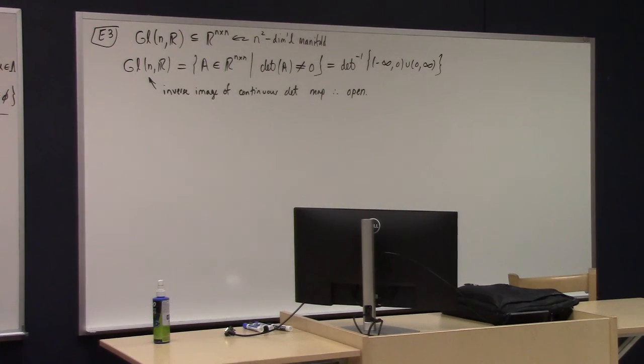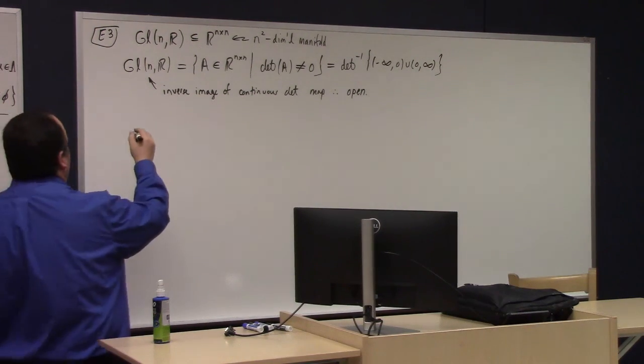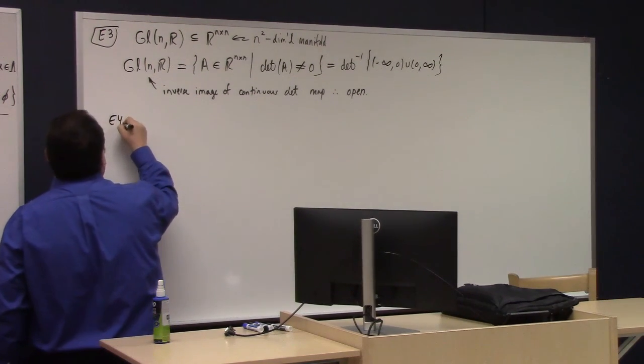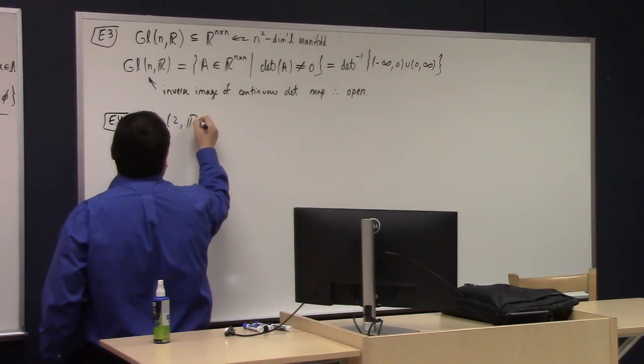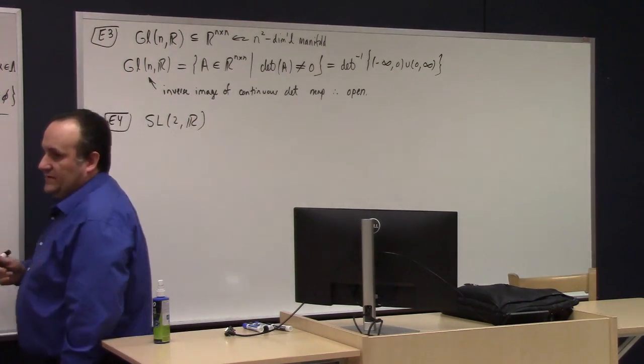All right? Let me show you something a little bit more concrete here. Example 4, let's look at SL(2, R).